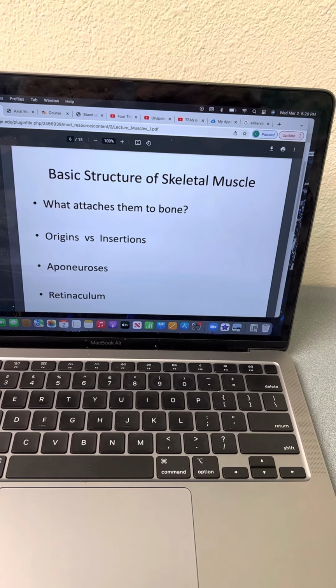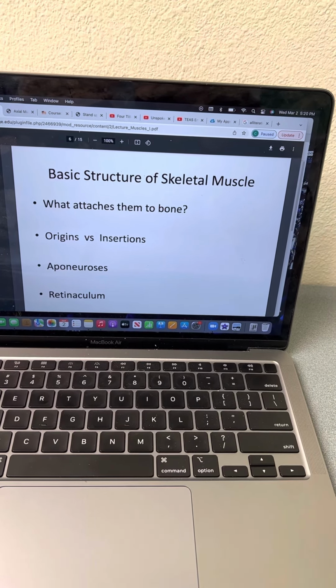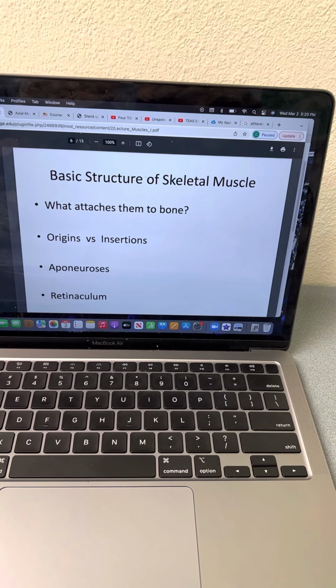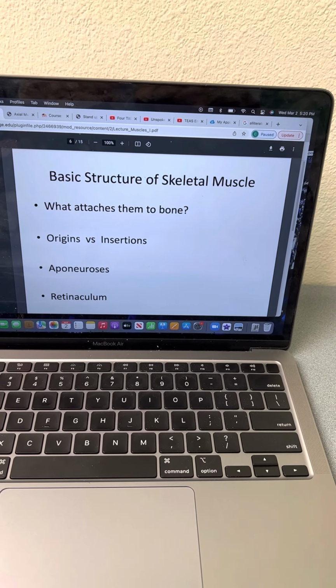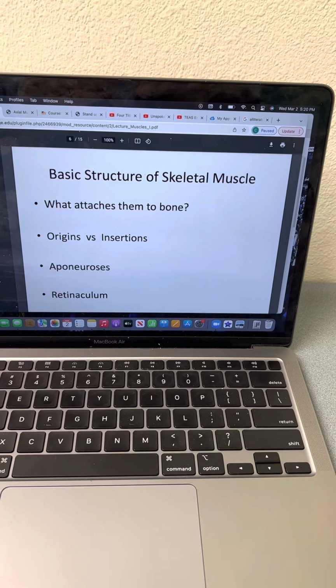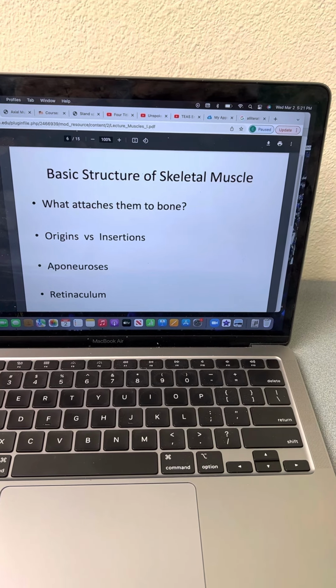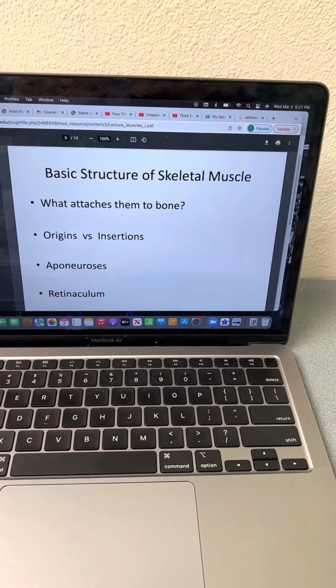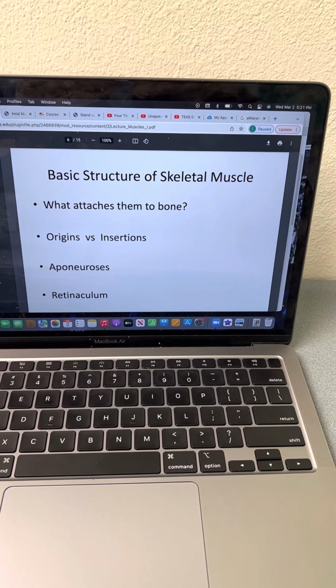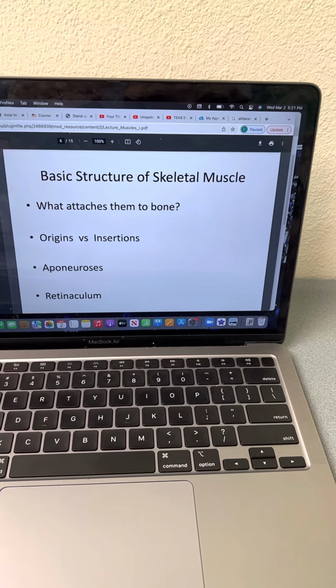Origin, or proximal attachment, is the less movable part. Insertion is a distal attachment, which is the more movable part. Origin equals less movable, insertion equals more movable.